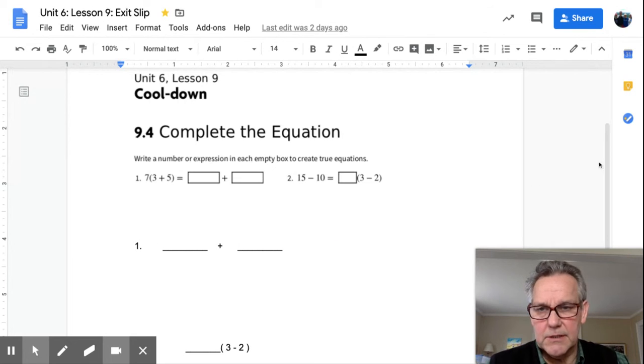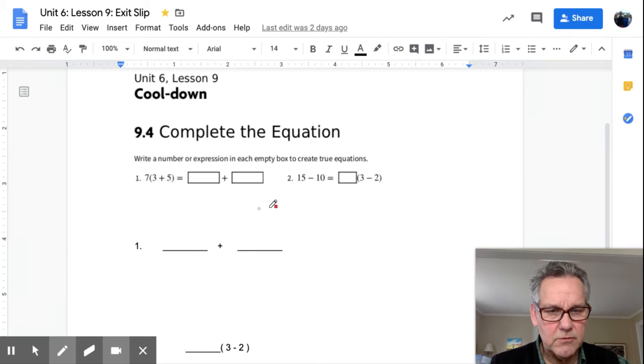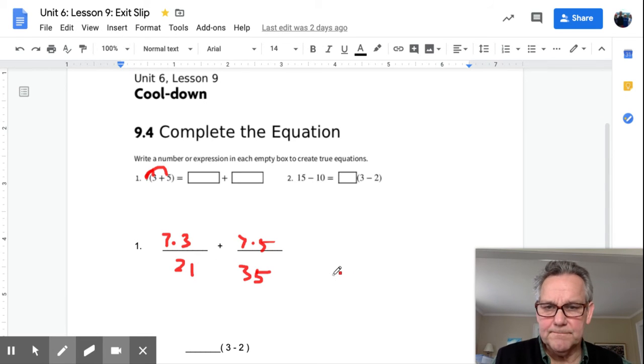So here's the explanation of this. They're asking us to make an equivalent expression. So the distributive property, which is what we talked about today, tells you to take this term and multiply it by that term. So over here would be simply 7 times 3, which is, of course, 21. And you have to take that 7 and distribute to the 5. So that's 7 times 5, which is 35. So that's number 1.